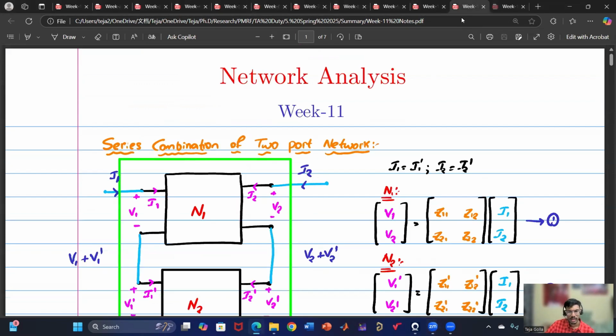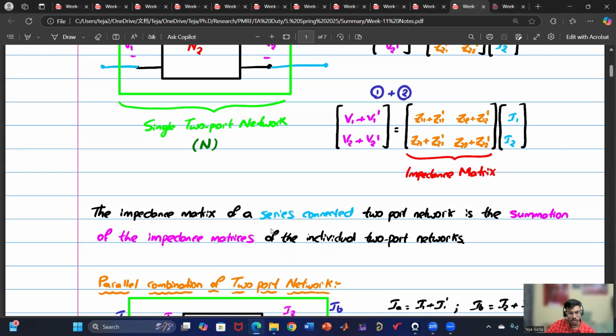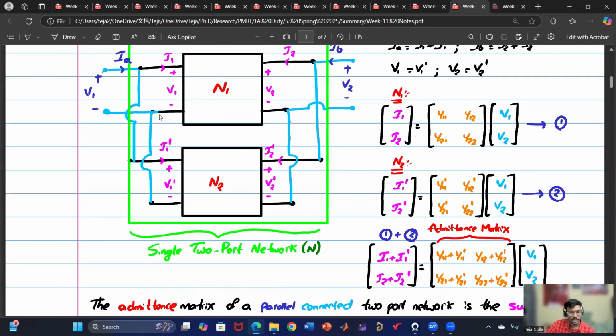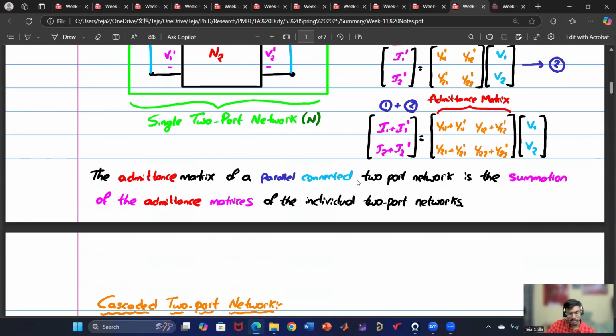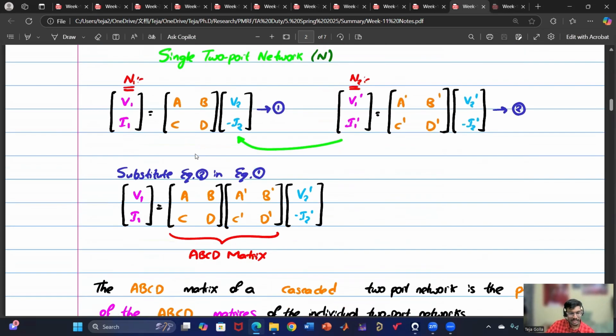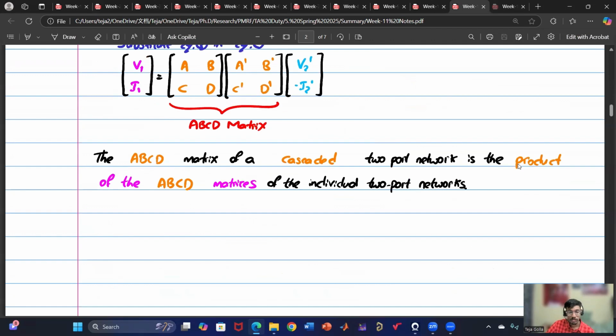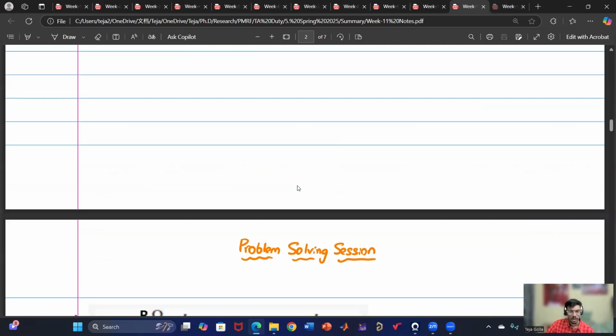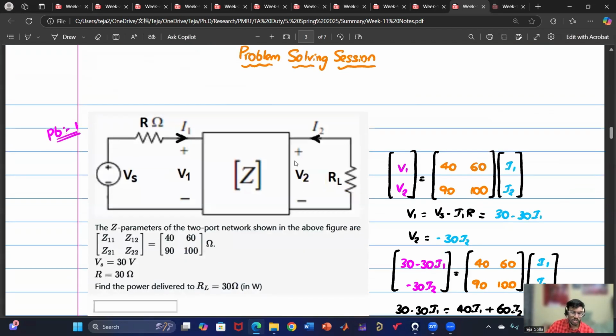And week 11 is also continuation of two-port network, where we have discussed about series combination, parallel combination, as well as cascaded combination. In the case of series combination, we know that the impedance matrix of the series connected will be summation of impedance matrices, whereas in the case of parallel combination, the admittance matrix of the parallel connection will be summation of the admittance matrices. Whereas if it is cascaded, the ABCD matrix of the cascaded will be product of the ABCD matrices.